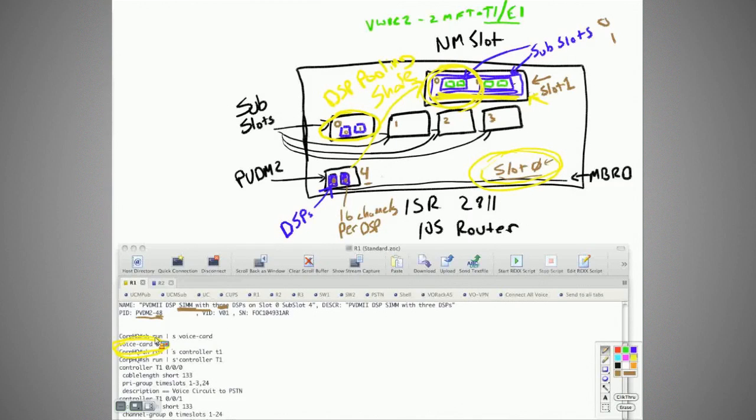There's another command under voice card 0, and that is DSP services DSP farm. That actually does enable those DSPs to be allocated to the various functions that we want, MTP, transcoder, and conference bridge. Okay, so I wanted to clear those up. Wanted to make sure everyone understands clearly what DSP pooling is, which is the command DSP farm under a voice card interface.